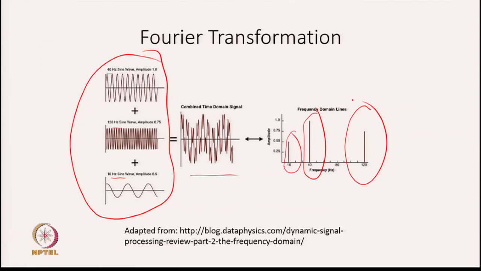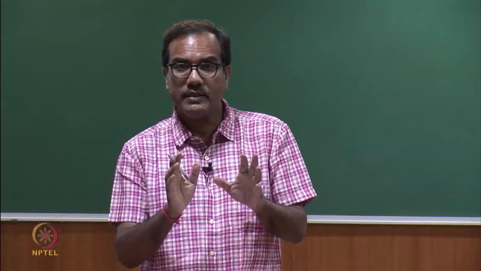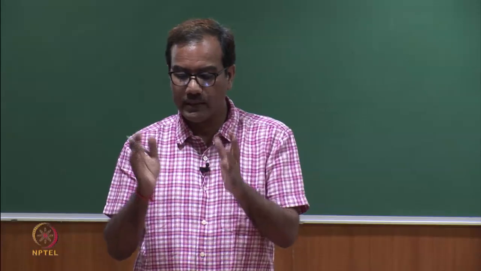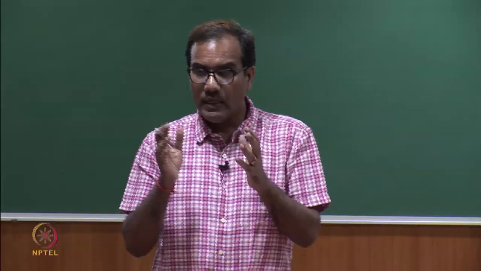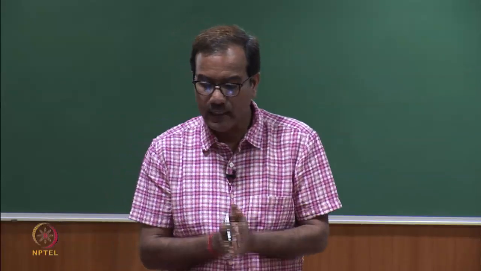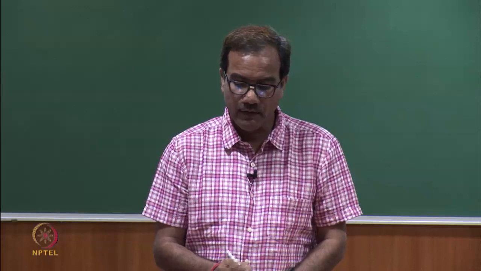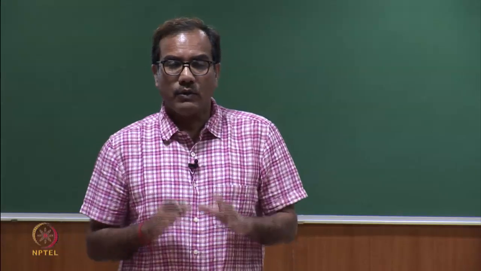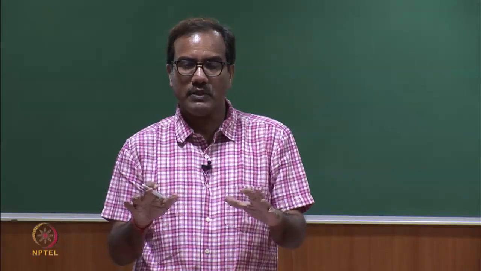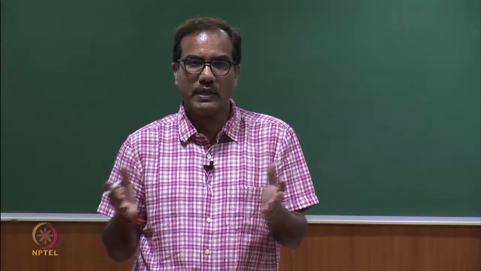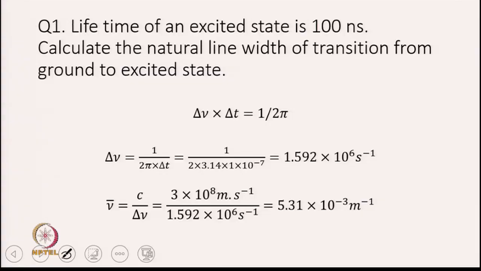So, if you do Fourier transformation of time domain data, you will get a signal only at 10 hertz, 40 hertz, 120 hertz if your time domain data is a mixture of three waves of frequency 10 hertz, 40 hertz and 120 hertz. So, this is the basis of your Fourier transformation. So, we have looked at some special features of spectroscopy, which are quite common to different kinds of spectroscopy you will come across, and now we are going to look at some problems related to this.